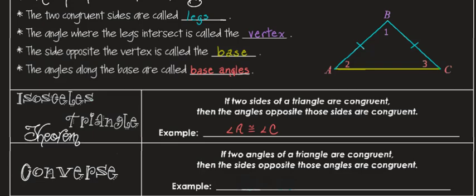If two angles of a triangle are congruent, then the sides opposite those angles are congruent. AB is congruent to BC. Notice these are the legs of our isosceles triangle.